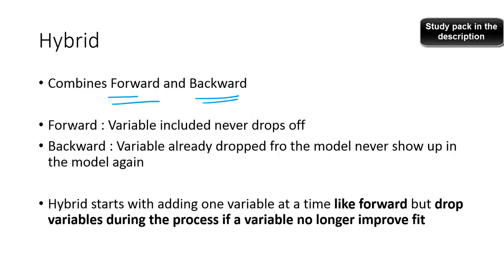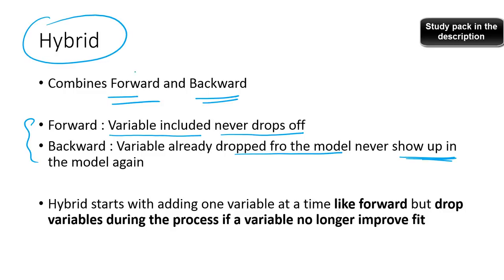And it combines the features from both types. In forward, a variable which is included never drops out in the next step. In backward, a variable already dropped from the model never shows up in the model again. If one variable has been dropped in the first step, it will never show up in the second step. Similarly, if one variable has been added in the first step, it never drops. It has to be there in the next step. So the hybrid model combines both.